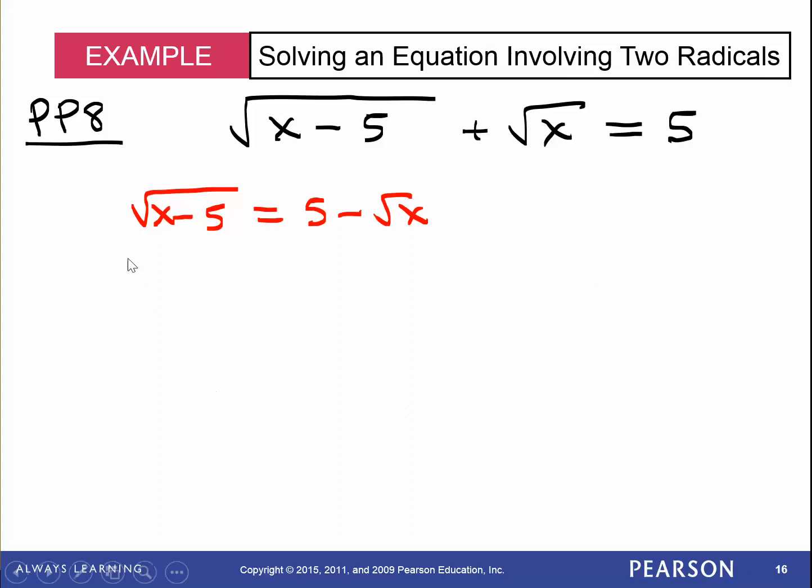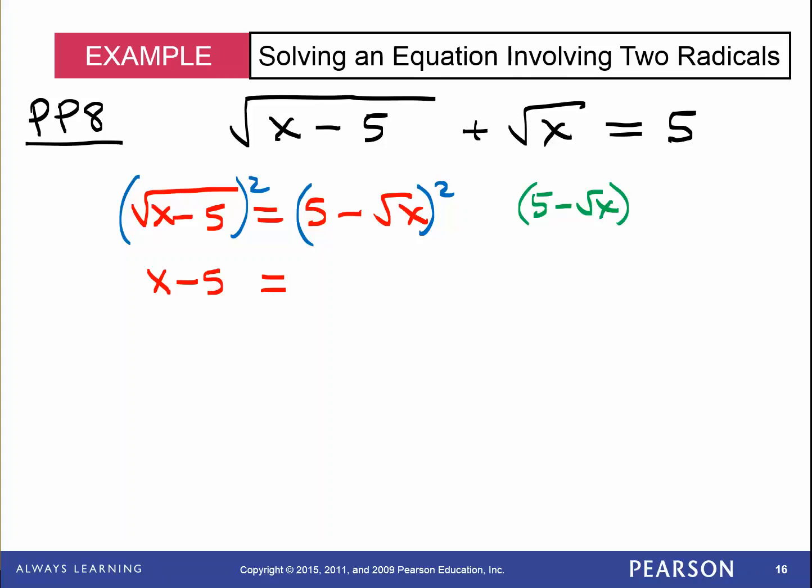Once I've done this, since I've isolated a radical all by itself, as in the previous problems where they were already isolated, let's square it now. It looks kind of funny at first, especially on the right hand side, but I get x minus 5 on the left because they just canceled each other out. For this one, you may want to do this off to the side.